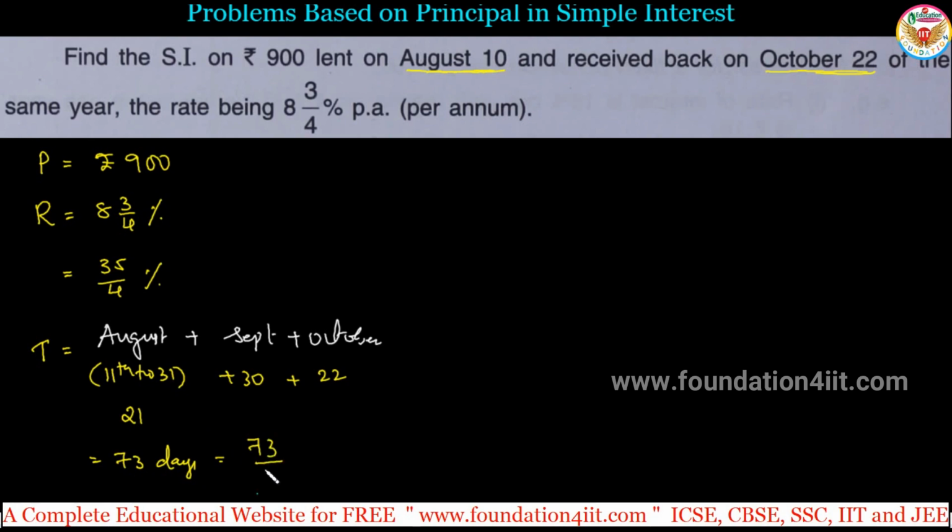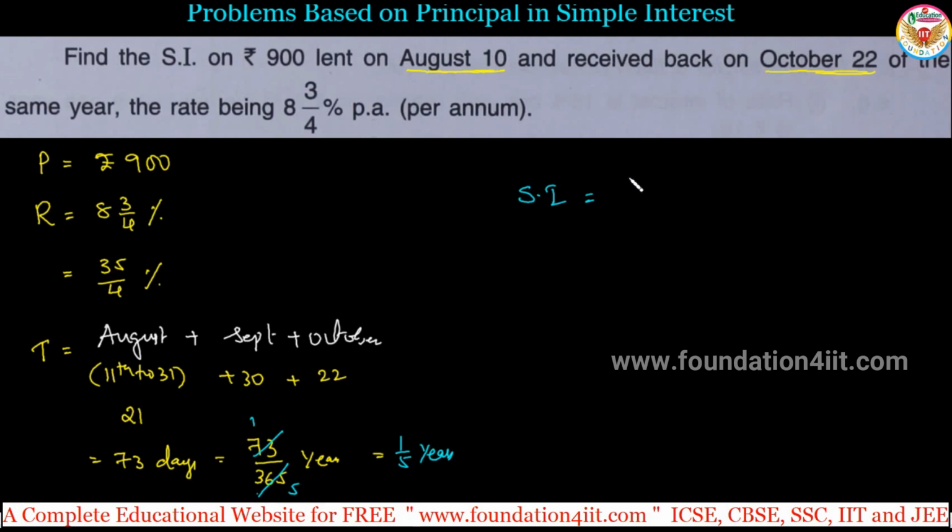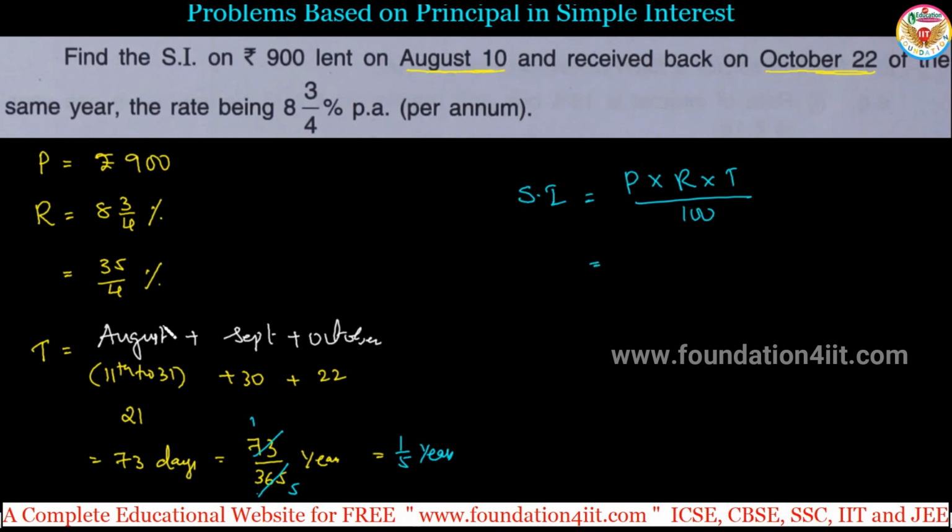73 is converted into years. So 73 by 365 is the years. 73 by 365 can cancel: 73 fives, so 1 by 5 years. Simplify if it's possible. Right, we got T now, then we can calculate the simple interest. So simple interest is P into R into T by 100. That's the only difference. Whenever they mention the date, you can follow this process.